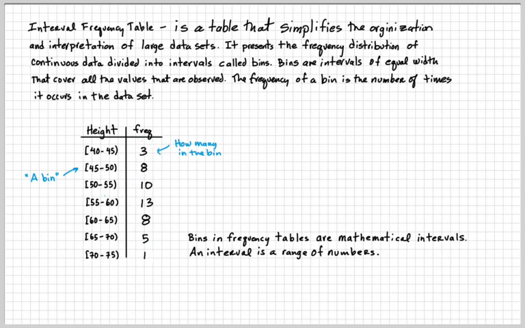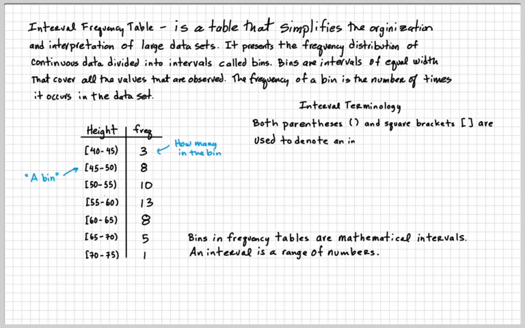How many data values are between 40 through very close to 45? We'll have 3 of them. And we'll talk about why 45 is not included. It's really based on the interval terminology that you might have learned in grade school.